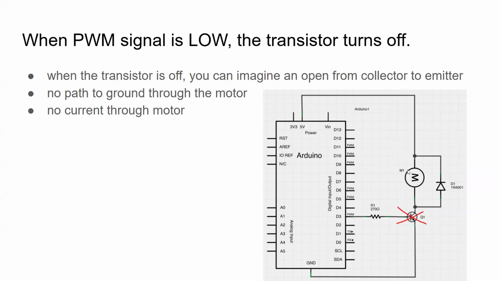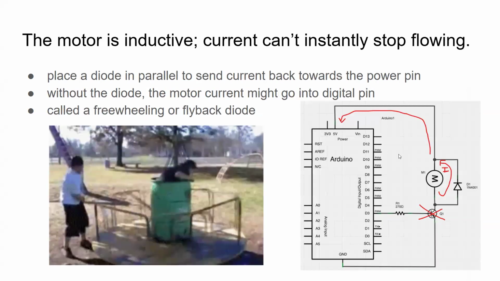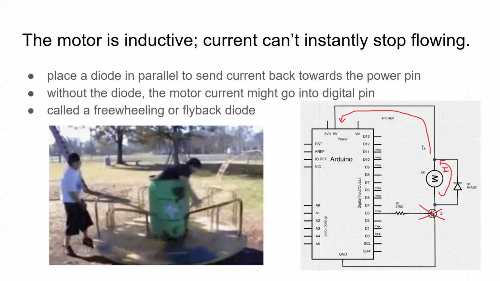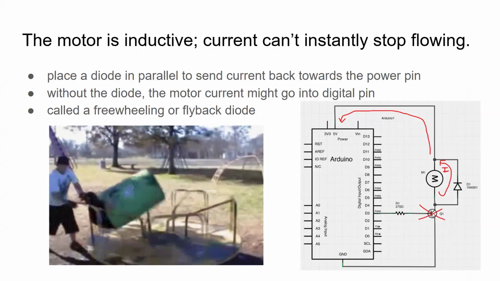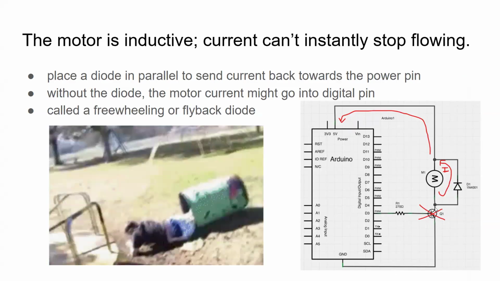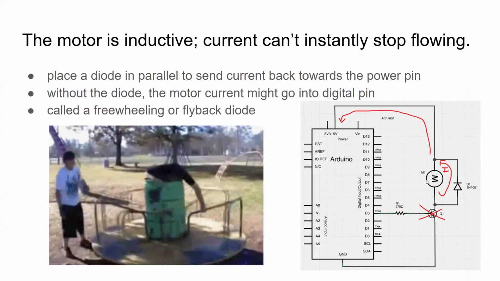So the motor loses power, right? There's no longer any current. Well, some current is actually being sent back into the power pin through what we call a flyback diode. We include this flyback diode just so that the current doesn't try to escape into the digital pin, where it might break the digital pin. And so again, the motor is inductive, which means that the current can't instantly stop flowing, right? So when we shut off this switch and try to stop the current from flowing, the current will need to go somewhere because this motor, again, is inductive.